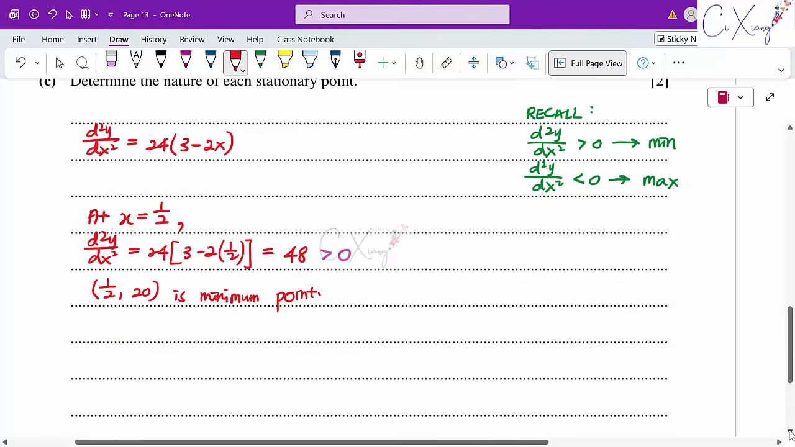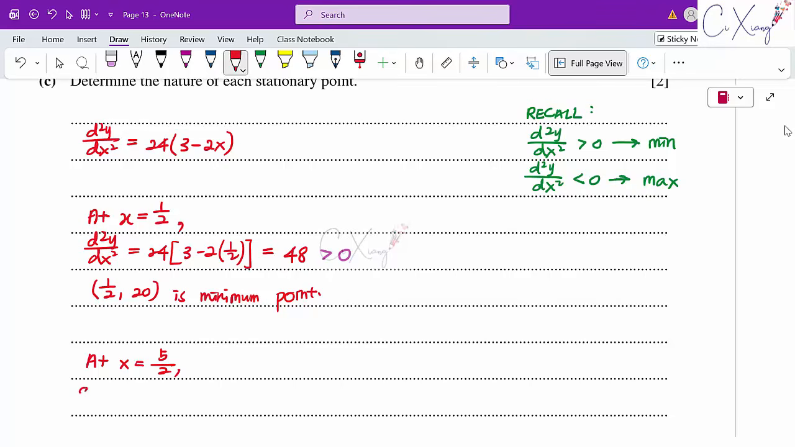Now let us continue further for the same part, with the second point. At x equals 5 over 2, I want to know also what is my d²y/dx² at this point. I'm having 24 times (3 minus 2 times 5 over 2). Then you are getting negative 48. Compare it, you are getting smaller than 0. And then what's the conclusion that you can make from here? It is basically a maximum point. That means this particular coordinate is a maximum point.